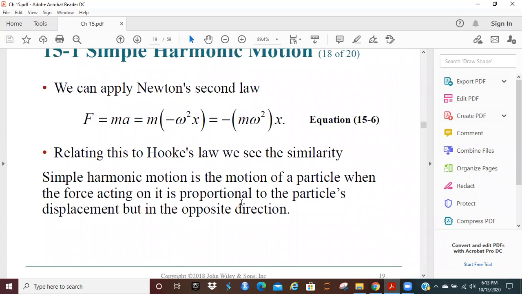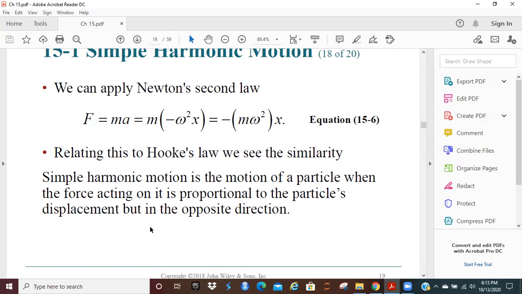So if we apply Newton's second law, force is equal to mass times acceleration. We know what acceleration is defined to be, and then we leave the x by itself. We pull that omega squared in here with the m, keep the negative out there. We're relating this to Hooke's law. We can see the similarity.